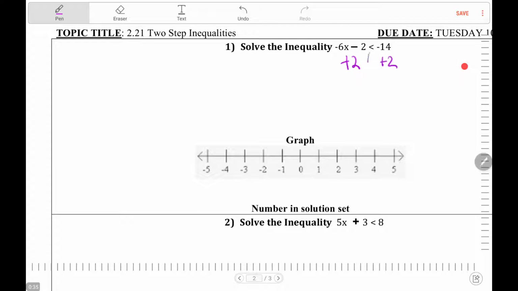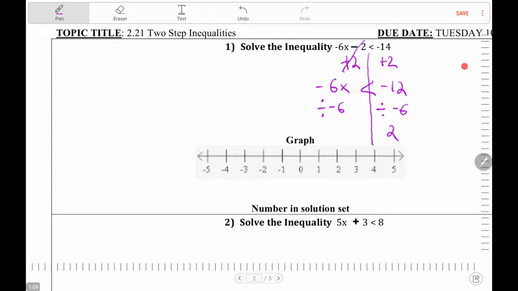Keep this sign for now. A little foreshadowing. So negative 14 plus 2 is negative 12. And then these cancel, so we have negative 6x is less than negative 12. Okay, and then what's our next inverse operation? Divide by negative 6. So negative 12 divided by negative 6, we have two negatives, makes a positive, so we have 2.